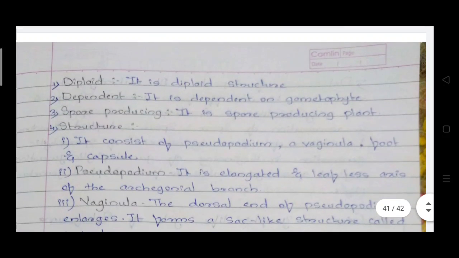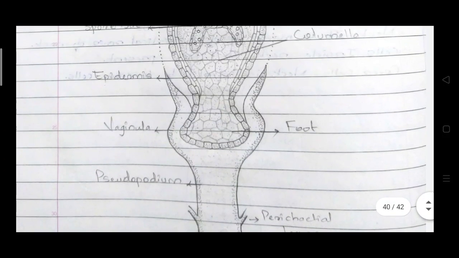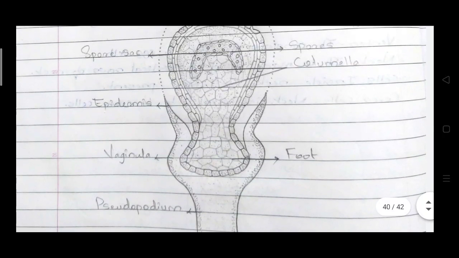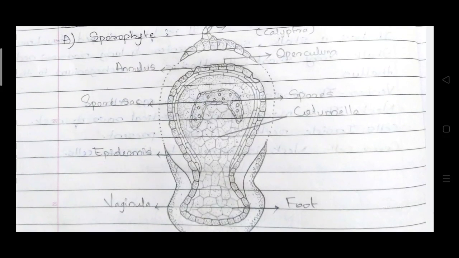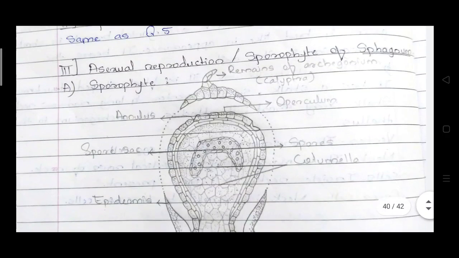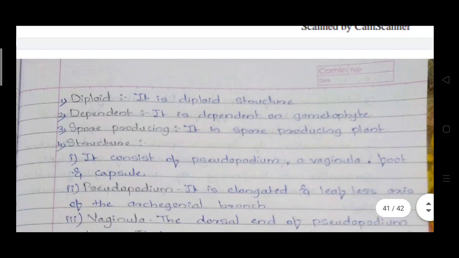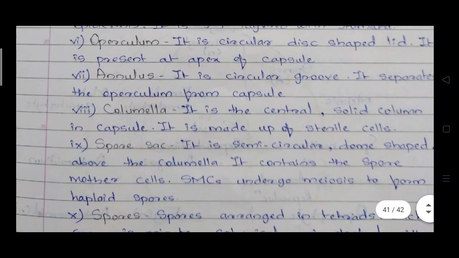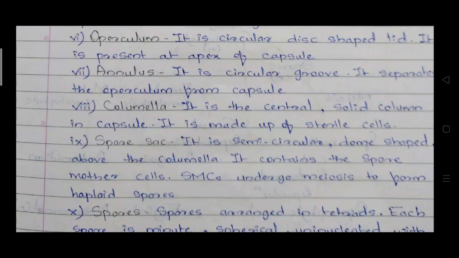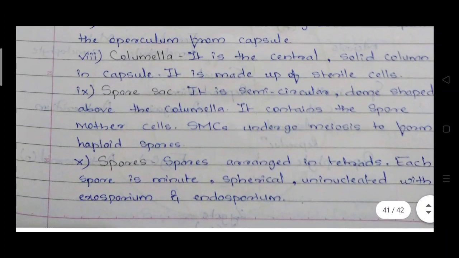The main characters you have to keep in mind regarding the structure: seta is absent, and the foot is embedded in the vaginula. In the capsule there are the annulus, operculum and spores. Also, the important point you have to note is the presence of the columella, which is present at the center of the capsule. I hope all of you have understood the sporophytic generation of the sphagnum plant.